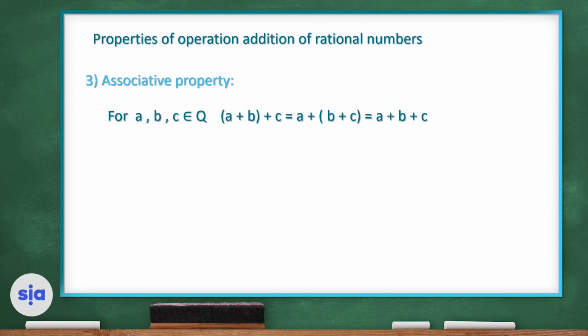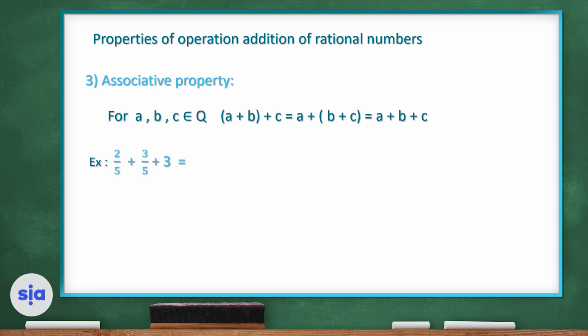Number 3, the associative property. For a, b, c belongs to Q, if (a plus b) plus c is equal to a plus (b plus c), which is equal to a plus b plus c, this is an associative property.